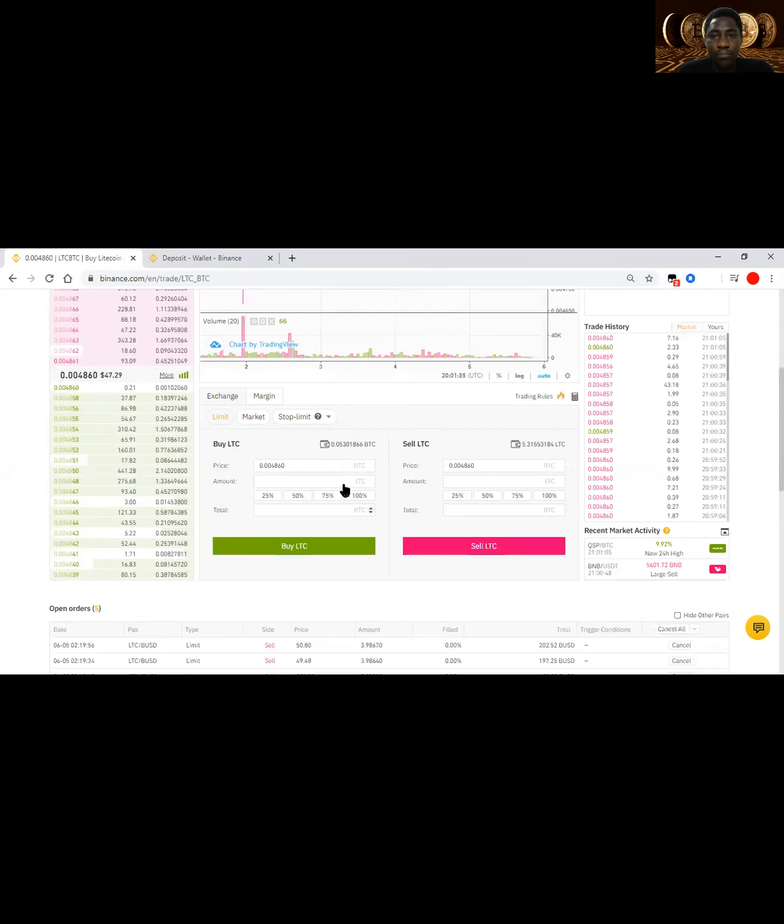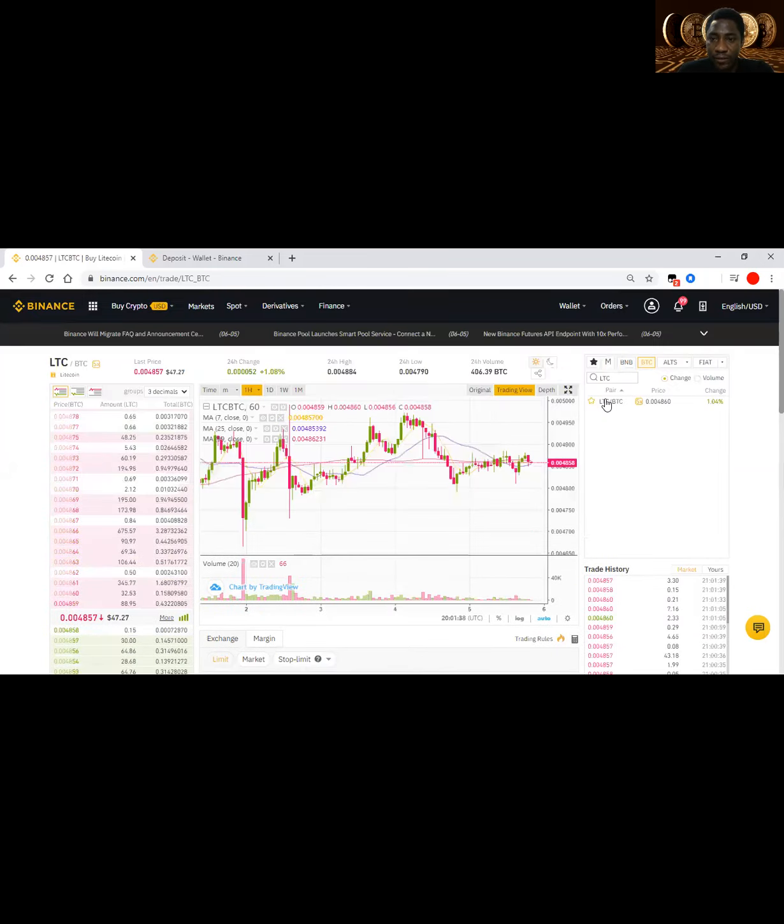Right now, the price of Litecoin is 0.048 Bitcoin. You can also see it here. This is the current price, 0.048. This is in Bitcoin value, while this is the dollar value. Don't forget that our dealings here are in Bitcoin, so we're not going to see the dollar value here, but rather the Bitcoin value.